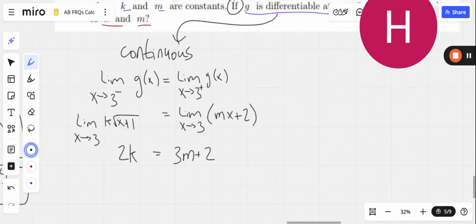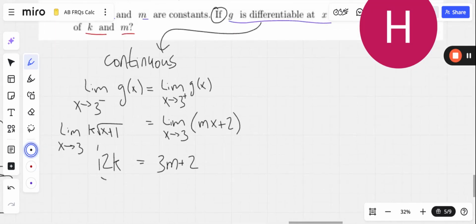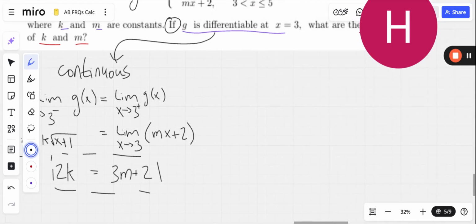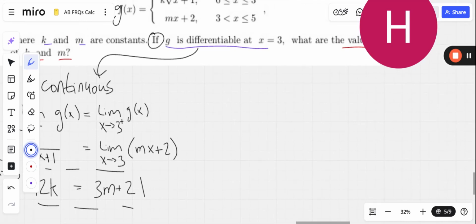Okay, I'm kind of stuck here because we only have one equation, but we have two variables. We can imagine different values, but let's not do that. Let's just actually solve this because we have another thing that results from our assumption. If we assume it's differentiable, that means that the derivative exists. I guess I should say smooth. It's continuous and it's smooth.